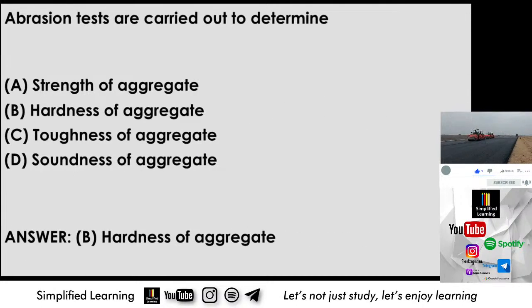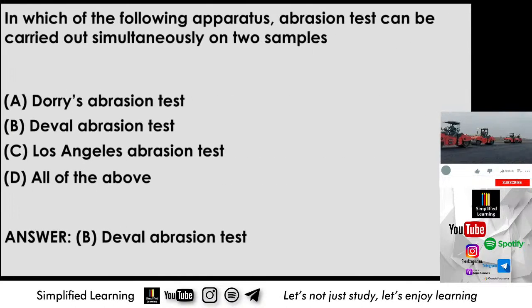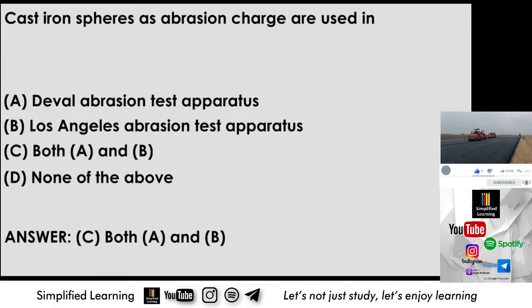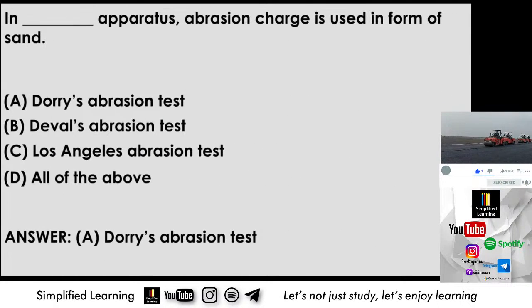Abrasion tests are carried out to determine hardness of aggregate. In which of the following apparatus abrasion tests can be carried out simultaneously on two samples? In Deval's abrasion test apparatus, we can carry out two tests simultaneously. Then aggregate crushing value for base course should be less than 45% and for surface course it should be less than 30%. Cast iron spheres as abrasion charge are used in Deval's abrasion test apparatus as well as Los Angeles abrasion test apparatus. In Dorry's abrasion test apparatus, abrasion charge is used in the form of sand.